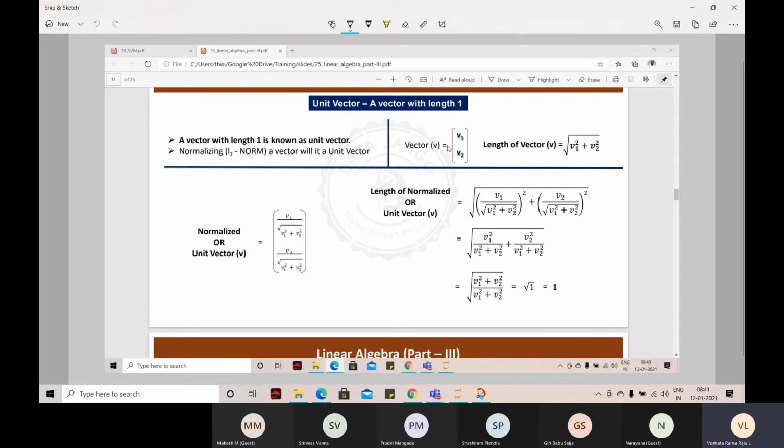If you have to calculate the length of this vector, it's going to be the square root of v1 square plus v2 square. We don't know whether this is 1 or not because we don't know the values. But even without knowing the values, you can see whether a vector is a unit vector or not, if the total becomes 1. Suppose the vector is 5 and 6.